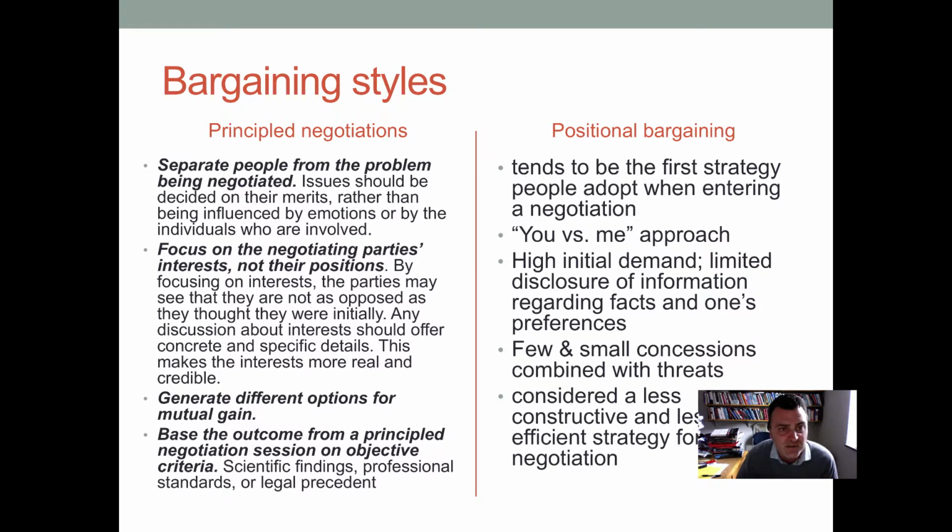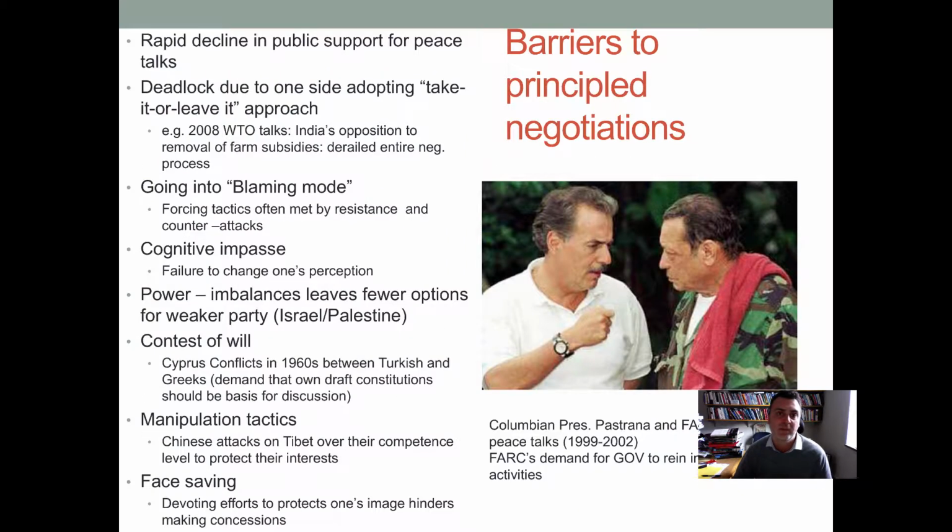Focus on the negotiating parties' interests, not their positions. So again, you look at the interests, you don't look at the positions. If you just stick with positions, yourself and that other person, it's unlikely you will go anywhere. Generate different options for mutual gain, and then base the outcome from a principled negotiation session on objective criteria: scientific findings, professional standards, legal precedent. So again, on technical issues, you might ask the United Nations and other international organizations to provide some standards which will help guide that particular issue, particularly when you're looking at carving up territory. You need a third party helping you with that.